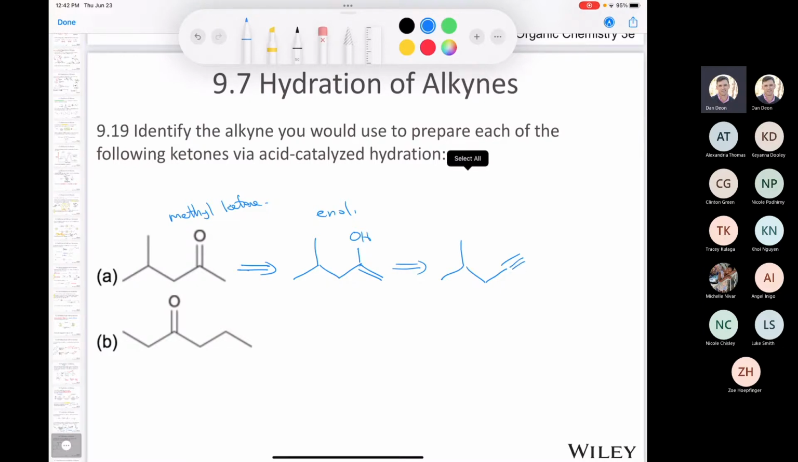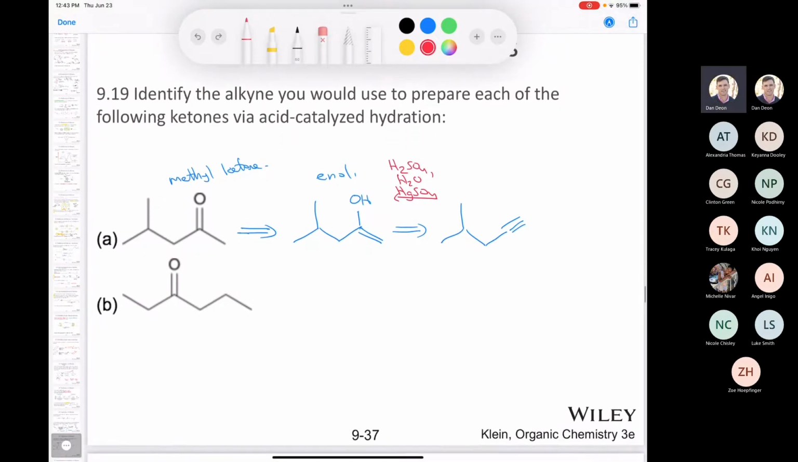So this is the starting material that we would need for our reaction. This is what? 1, 2, 3, 4, 5. So this would be 4-methyl-1-pentyne. And what we would do is we would take this and we would just treat it with sulfuric acid, water, and some mercuric sulfate, and that's going to give us the desired product. That one's kind of straightforward-ish, I would say.